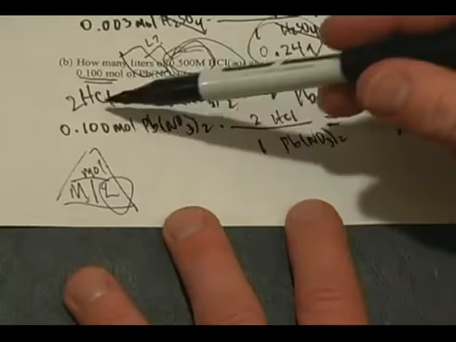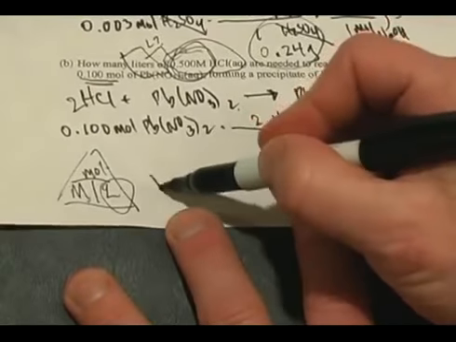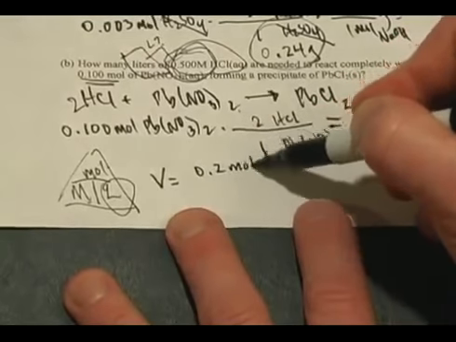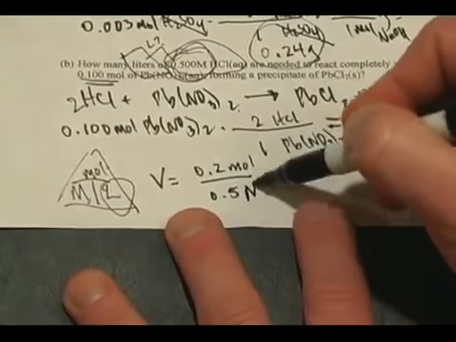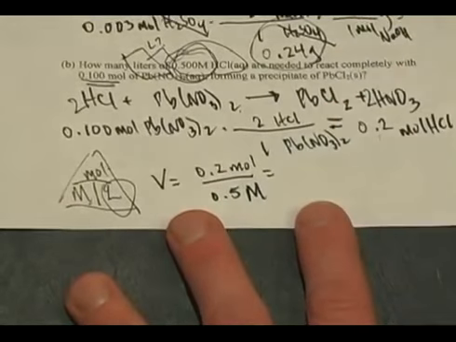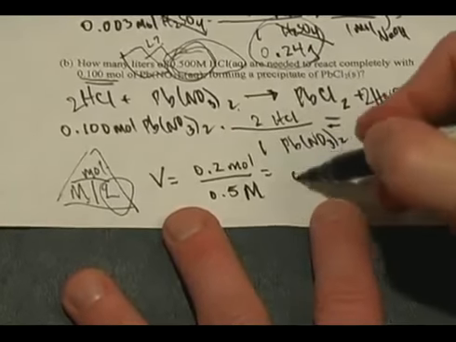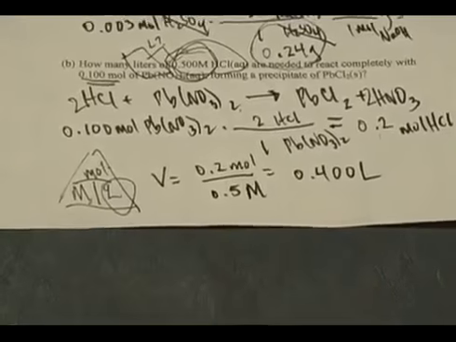So 0.1 times 2 is 0.2 moles of HCl. So if I want to know my liters or my volume, that's equal to my moles, which is 0.2 moles, divided by my molarity, which is 0.5 molar or moles per liter. 0.2 divided by 0.5 ends up being 0.4 liters.